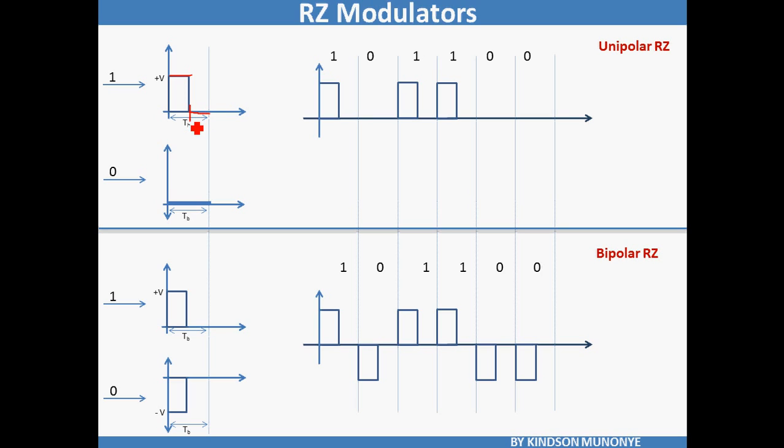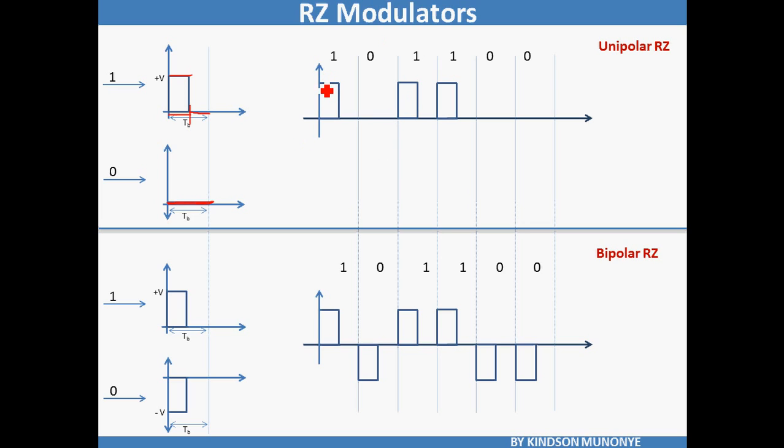So this interval here is half Tb, or Tb over 2. So that is what happens when a 1 is received. If a 0 is received, it stays just there at 0 volts, as you can see here. So what happens when the bit stream 101100 is received by the unipolar return to zero?